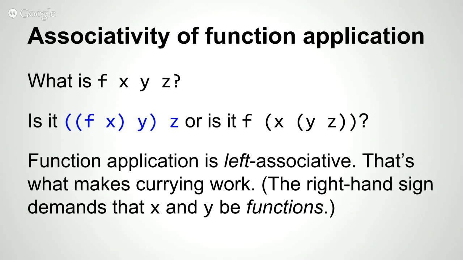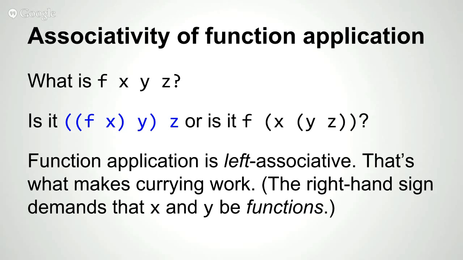And if you look at the right-hand side, that would actually demand that x and y be functions, which they might not be. Because f is this 3-arity function that we have, but x and y and z are not necessarily functions. The form on the left we know will be well-typed. The form on the right may or may not. It is if x and y are functions, but it's probably not if x, y, and z are all integers.